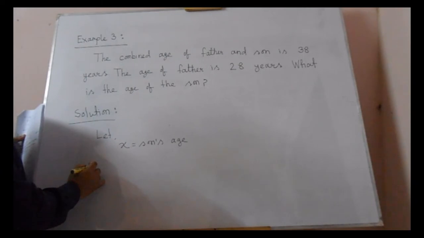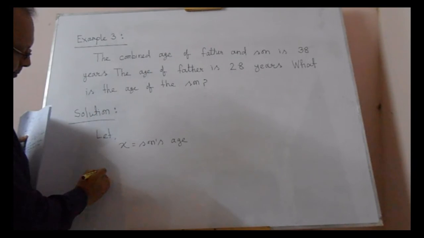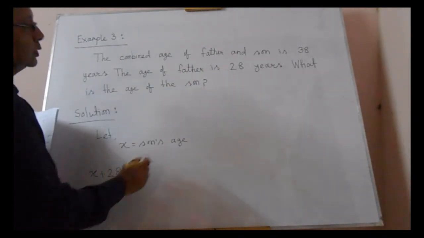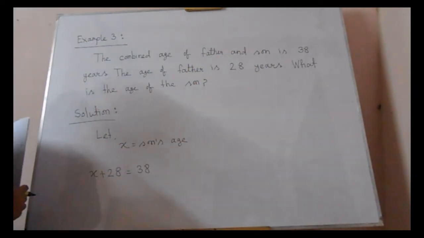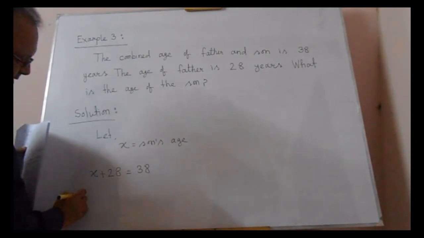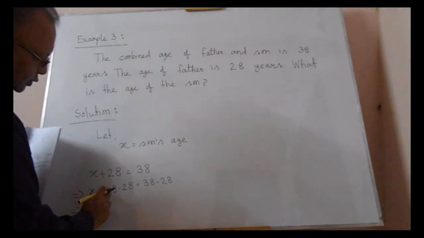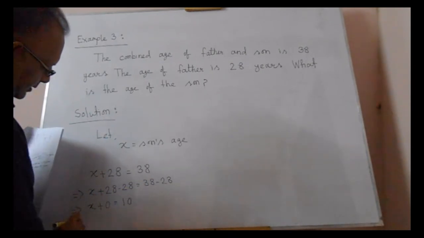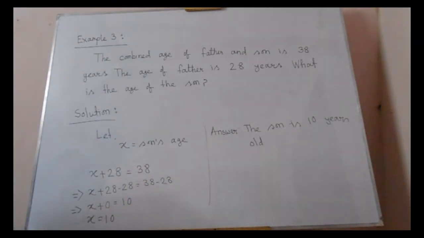So the combined age of father and son is 38 years. So son's age plus father's age, which is 28 years. So x plus 28 equals the combined age of father and son, which is 38 years. Now we'll solve for this variable x. At first we're going to subtract 28 from both sides of this equation. So x plus 28 minus 28 equals x, and 38 minus 28 equals 10. Therefore x equals 10. So the answer is the son is 10 years old.